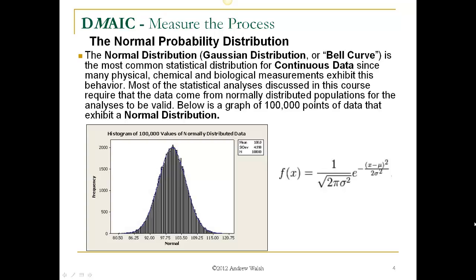Now below is a graph of 100,000 points of data that were created that exhibit a normal distribution. Minitab has the ability to create random data, and random data was created with a normal distribution and then plotted. And sure enough, it looks like a normal distribution.